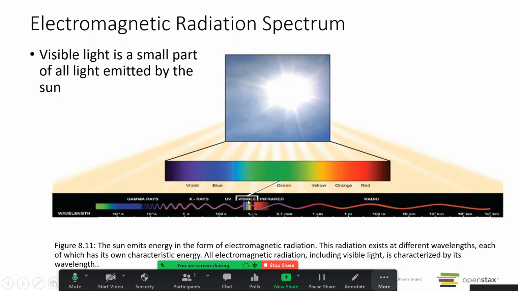This also refers to visible to the human eye. Visible light does not mean visible to any organisms. There are a lot of organisms that can see UV and infrared light. Birds, for example, a lot of birds can see UV light. So when we say visible, we just mean to the human eye.